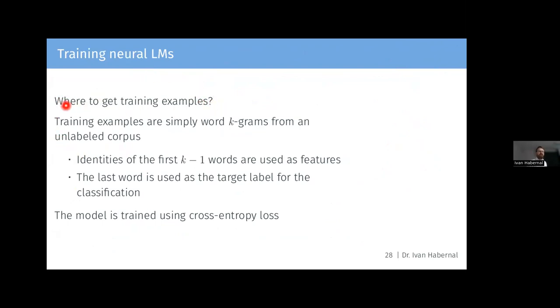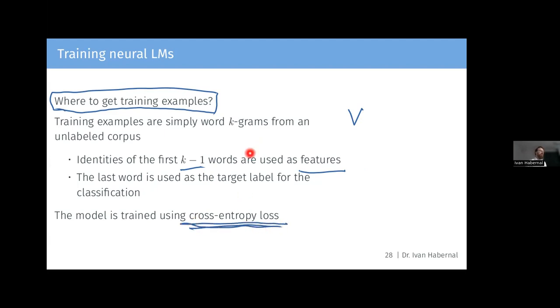So now, where to get training examples? Where did you get training examples for the standard classical language model? We just took an unannotated corpus, and we do the same here: take word n-grams from a plain text corpus, like scraping the internet. We take the first k minus one words and use them as the features, and the last word is used as the target label for the classification. What we need to specify here is the vocabulary. We need to build a vocabulary first, because this determines how big the vocabulary is, basically what the units are that we're trying to learn. These are typically tokens, but could also be subword units, as we talked about a couple of weeks back. And we train the model using cross entropy loss.